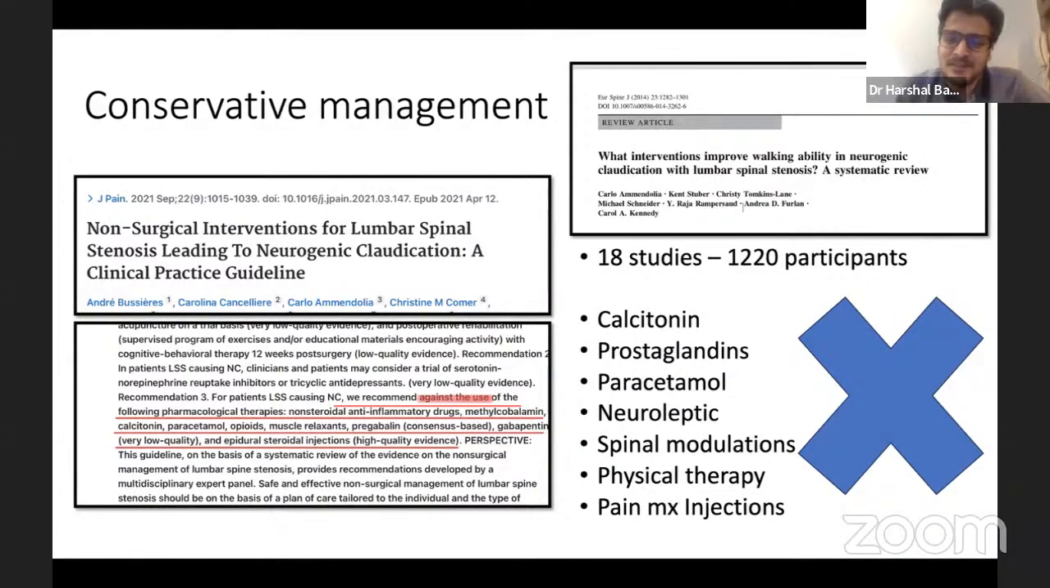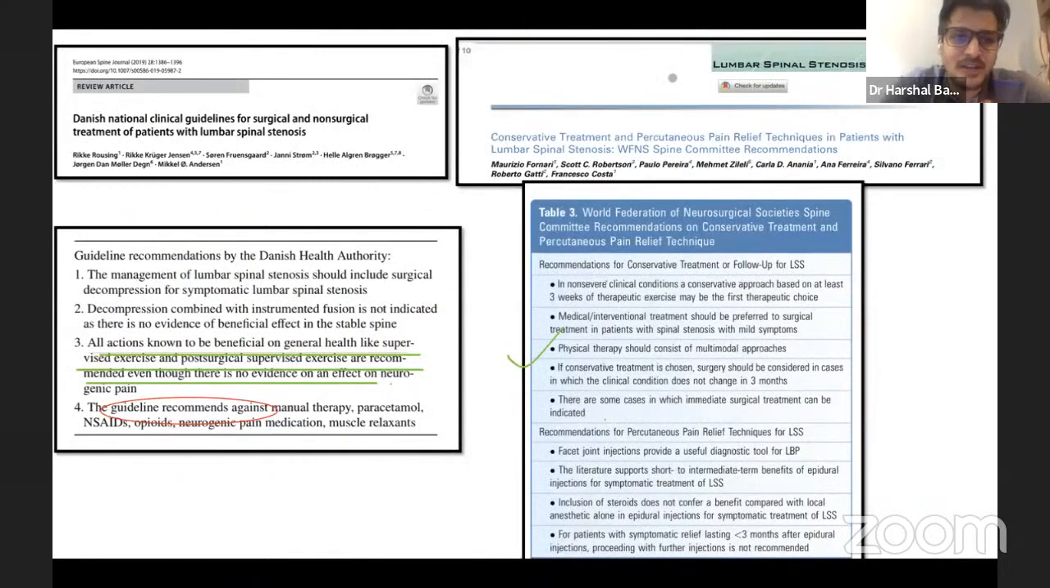That's why I said in the beginning that you plan your own conservative protocol depending upon your experiences. And there are a lot of literature and recommendations from Danish studies and the World Federation of Neurosurgical Societies. They've also mentioned that there's no evidence, but you should still continue to give physiotherapy because it is largely good for your body. And they recommend against the use of NSAIDs, opioids, pain blocks and muscle relaxants. So the evidence is a different story altogether, but our clinical experience is also important.